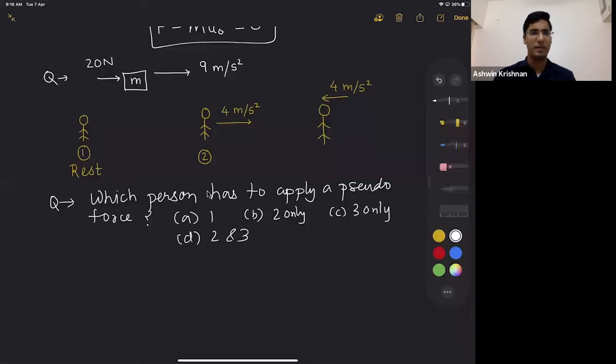Okay, around 20 people have answered. I'm going to also make chat visible for some time. Who has to apply a pseudo force? Which observer has to apply a pseudo force? Okay, I see a lot of varied answers here.